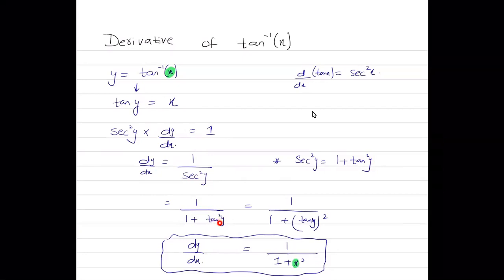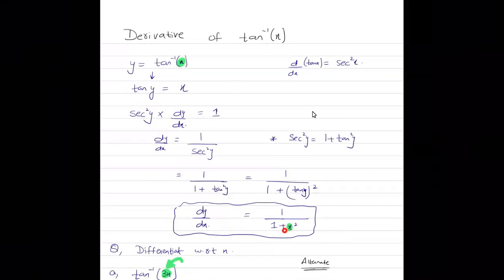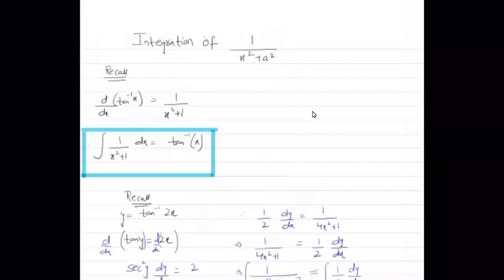Now, what was tan of y? Tangent of y was x. So you can replace tangent of y with x, and you are going to get 1 plus x squared in the denominator. So the derivative of tan inverse of x came out to be 1 upon 1 plus x squared. Are you with me till here? Yes, sir. So we know that integration is the reverse process of differentiation. Therefore, if I integrate 1 upon x squared plus 1, I'm going to get tan inverse of x again.